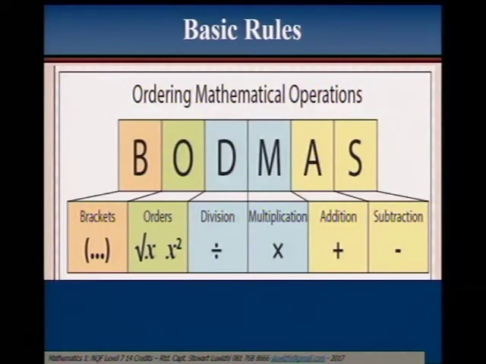The first B, we have said it's the brackets. The O stands for orders. In the past, some thought it's "of," meaning we must remove the brackets. That's not correct. It simply means orders. And what are the orders? The square root and to the power of. Those are what we call orders. They also include, for example, 16% of 100.